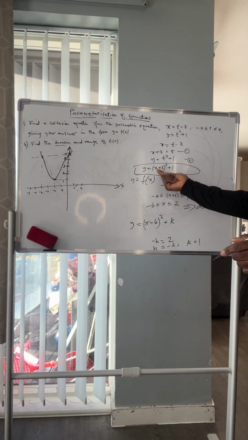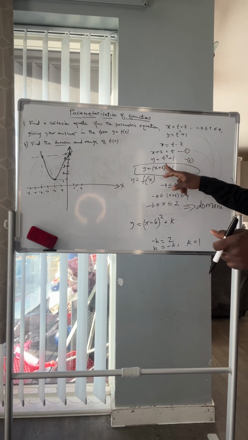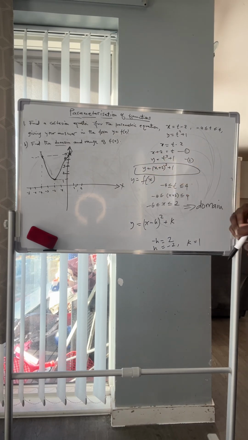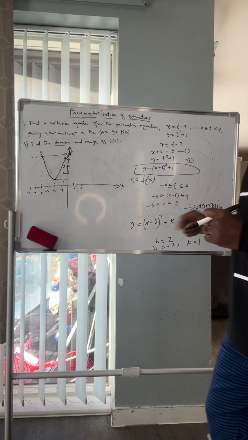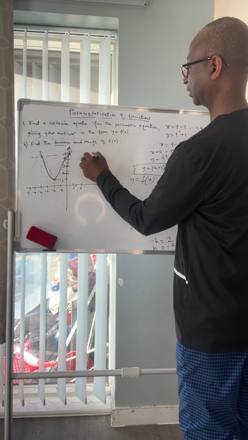Whatever we have here for x, because it's squared, it will never be less than 1. We have a positive 1 here. Whatever value we put for x, even if we say minus 10, minus 10 plus 2 is minus 8. Minus 8 squared is a big number. Because this is squared, that number will never go below 1. So therefore, our range starts from 1.